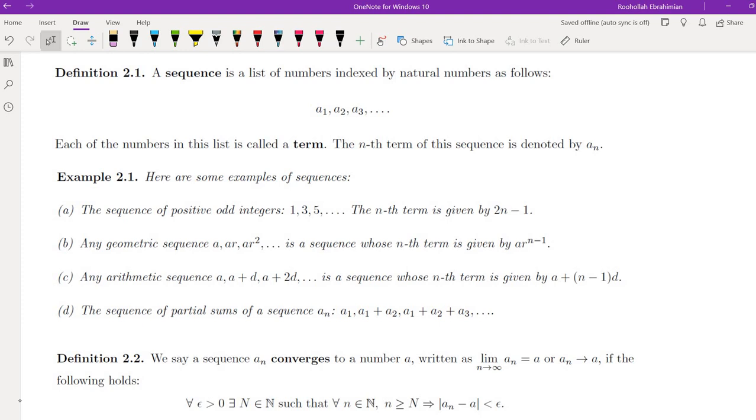Some examples of sequences are the sequence of positive odd integers, 1, 3, 5, and so on. The nth term of the sequence would be 2n minus 1. So the first term is 2 times 1 minus 1. The second term is 2 times 2 minus 1.